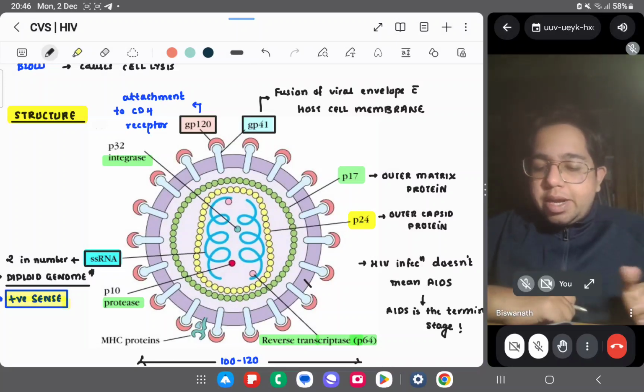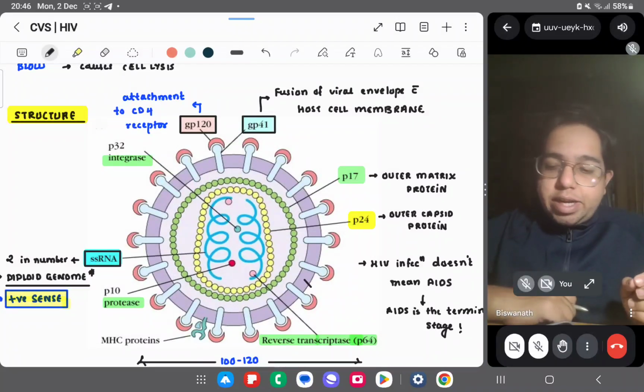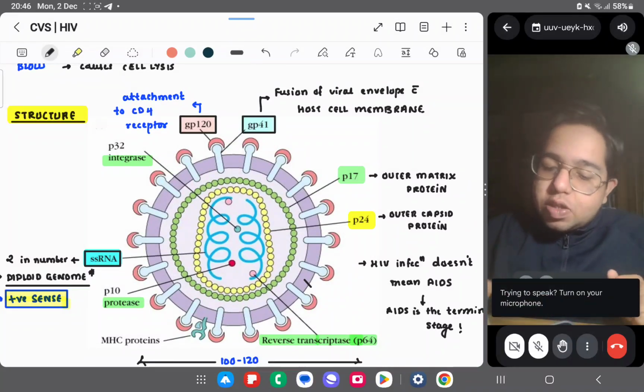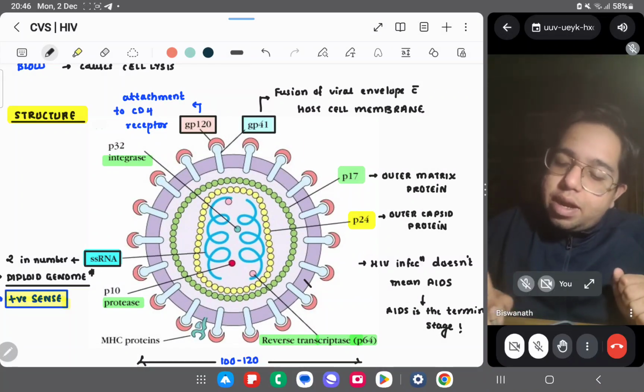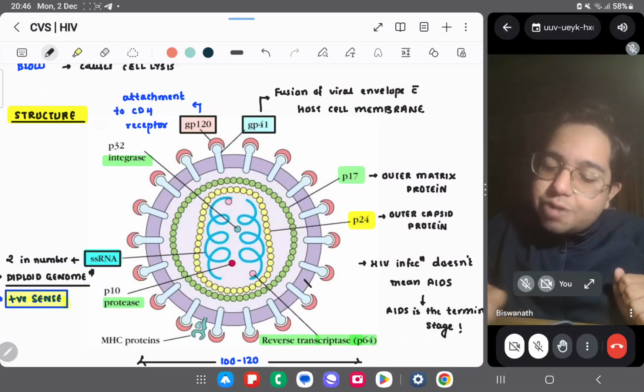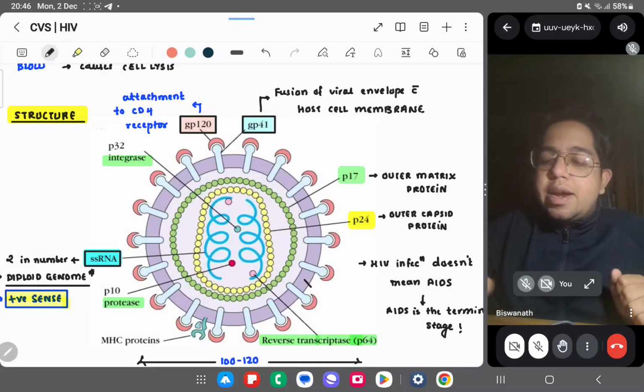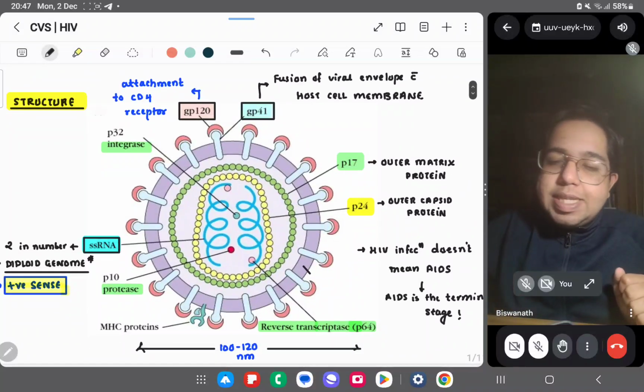So we have some inner membrane proteins also like P17. P17 is the outer matrix protein and P24 is the outer capsid protein. Right. So the capsid protein is P24 and the protein that is forming the matrix area is the matrix protein P17, right?